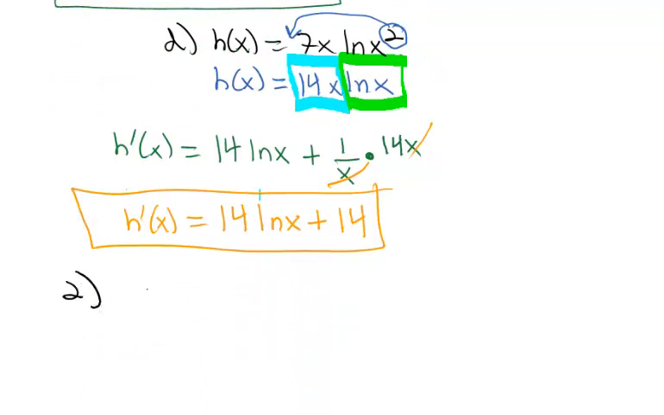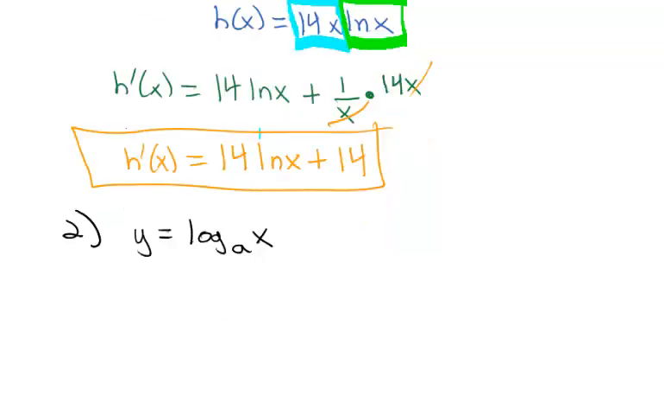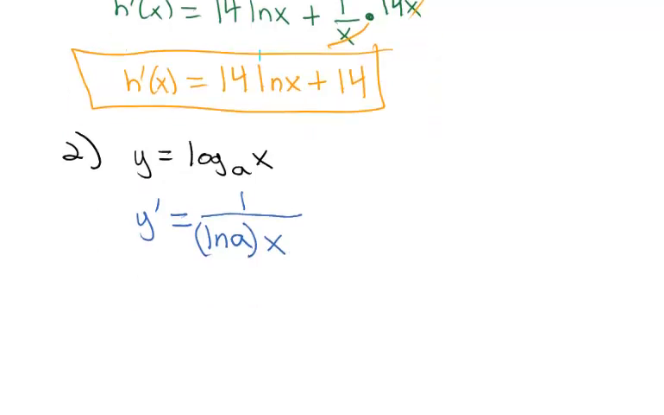The other derivative we need, though, is what if the base is not base e? What if y is equal to log base a of x? Well, in that case, our derivative y prime is still going to be 1 over x, but we're also going to need to multiply by the natural log of the base again. 1 over the natural log of the base times x. So let's look at some problems where we have to do that.